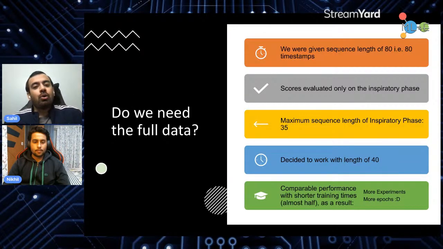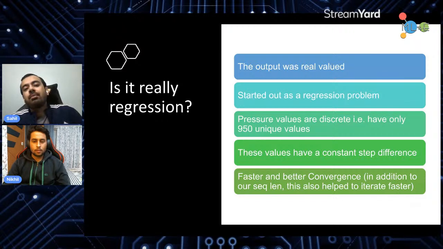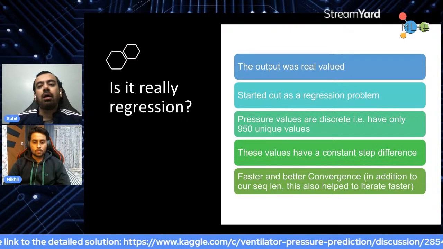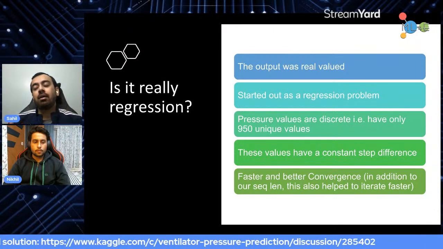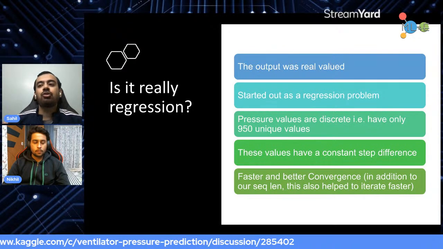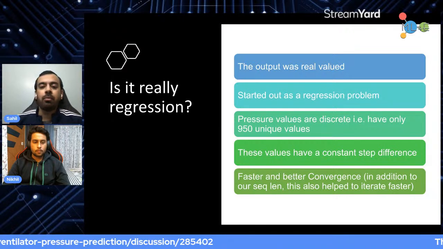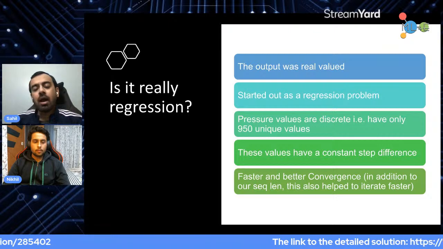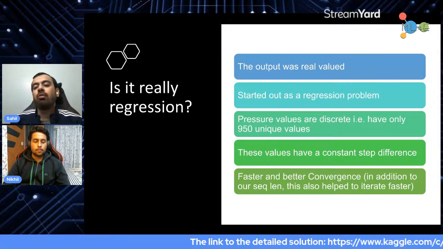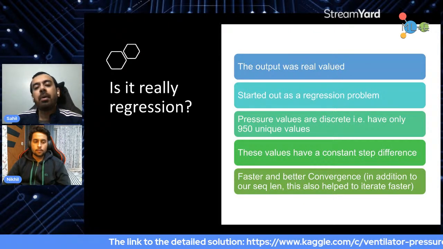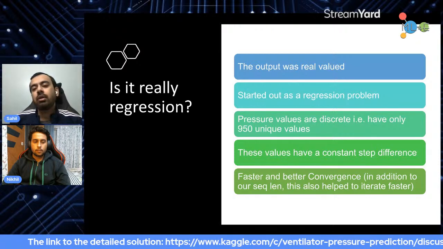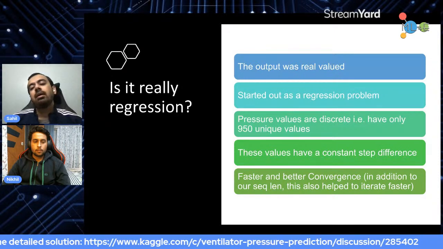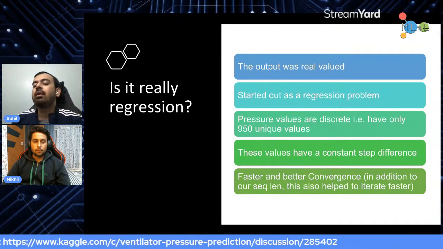Cool. So now we'll move to how we set up this problem. As mentioned earlier, since the output variable is a pressure profile, it could be seen as a regression problem because the output pressure values seem real-valued. We also started out solving this as a regression problem. But after digging deeper into the data, what we realized was that these pressure values were discrete in nature.